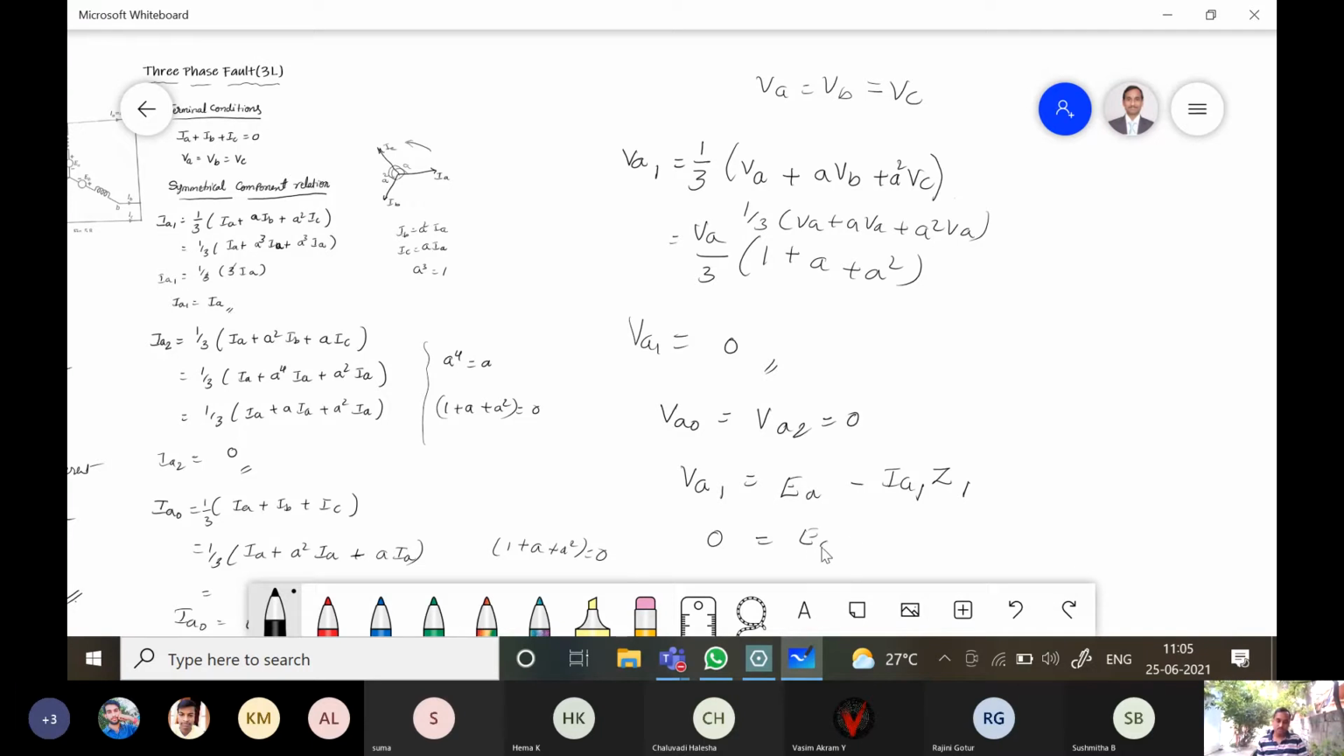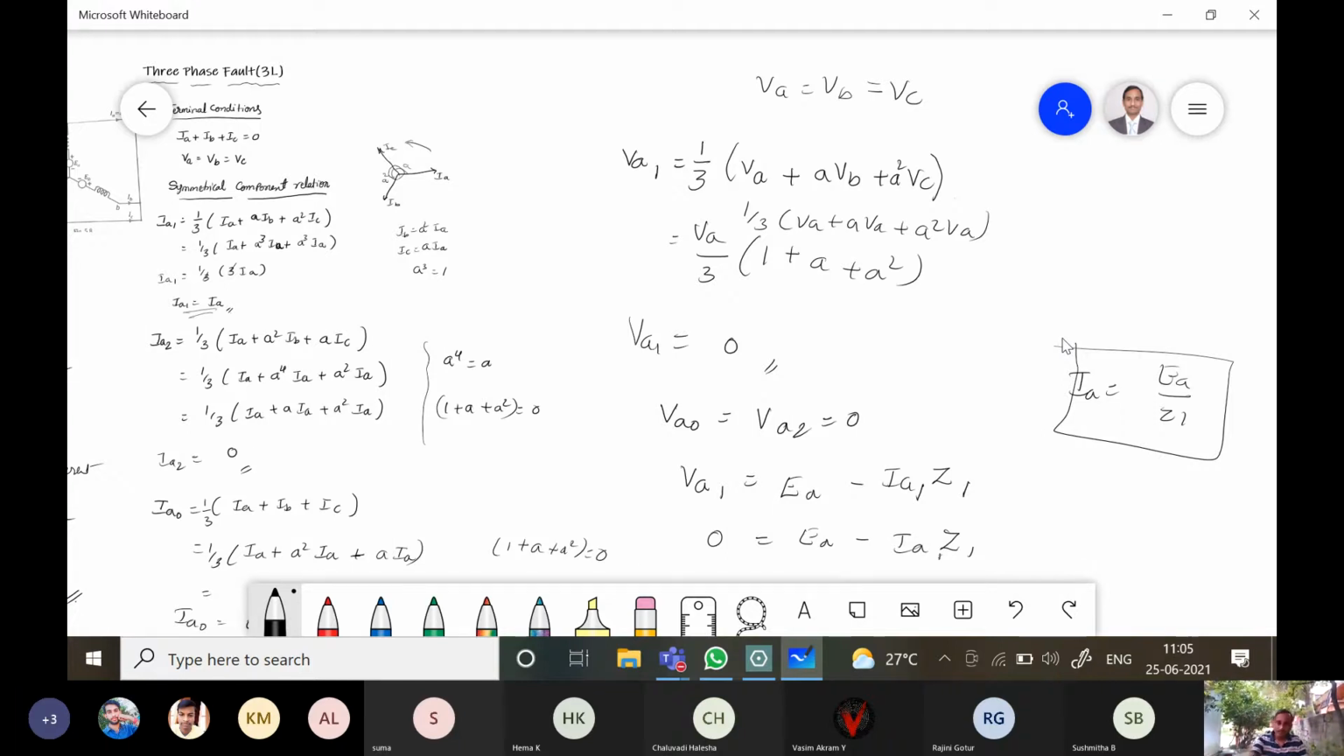So therefore this is equal to EA minus IA1 into Z1. IA1 is also equal to IA. So therefore IA into Z1. Take IA outside. This is equal to EA by Z1. So for this equation we can write the circuit. Current IA is flowing, only one impedance, positive impedance is present; negative impedance and zero impedance are absent.